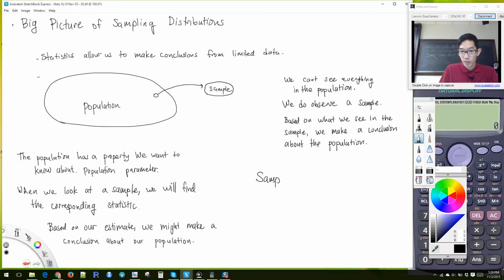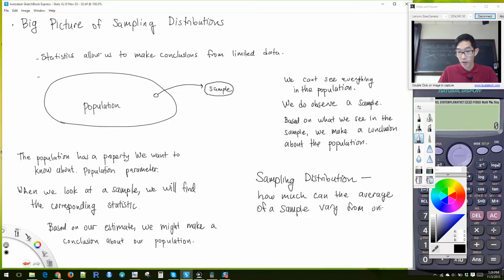So a sampling distribution gets at the idea of how much the average of a sample can vary from one sample to another. Every sample we observe will be a little bit different from each other, but we want to know how much the sample average can vary from one sample to another. This is what the sampling distribution gets at. Are we all with me? Okay.